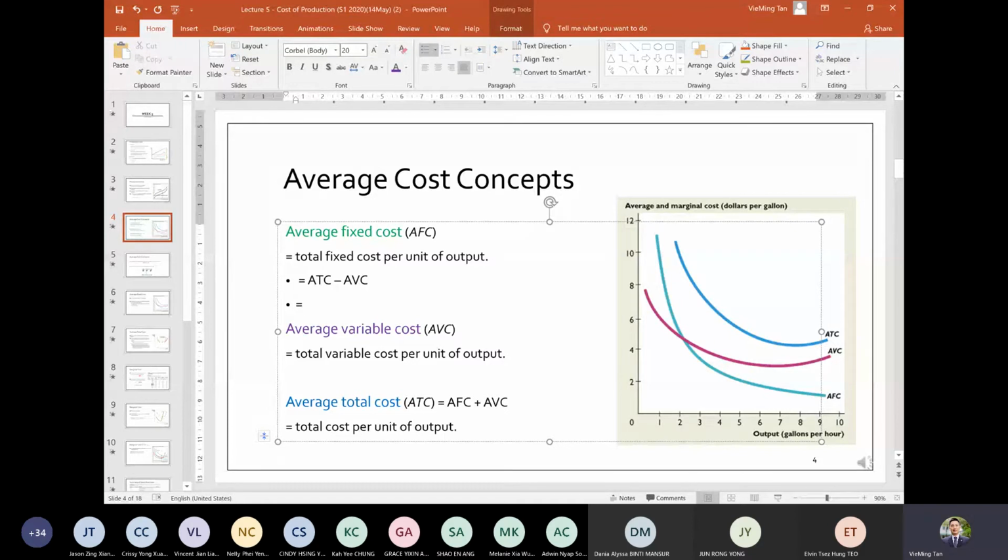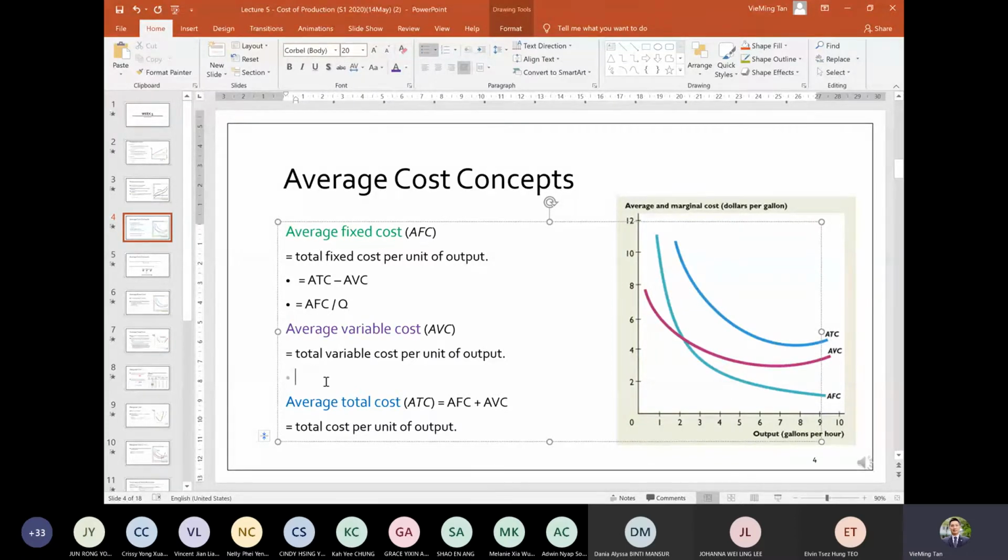Total fixed cost divided by quantity. Correct. Very good. So it is the total fixed cost divided by quantity of output. I just simply use Q. Q means the output, how many units being produced. Like for this question, we have 1 unit, 2 units, 3 units, 10 units. So Q stands for output. So there are two formulas that can be used to calculate the average fixed cost.